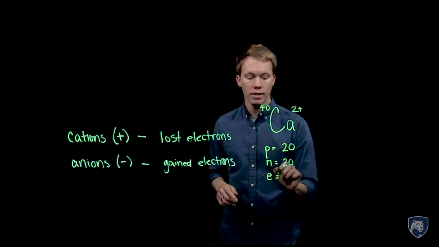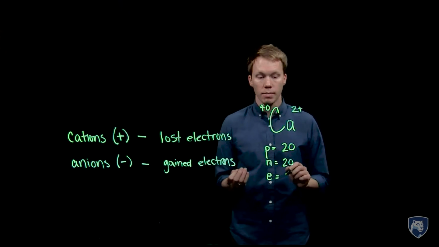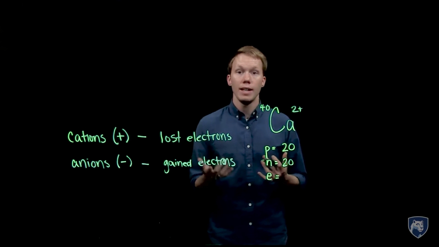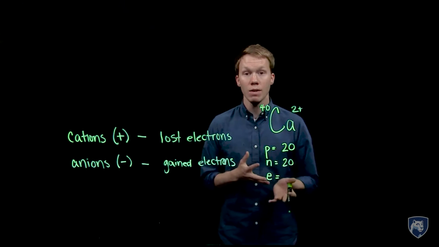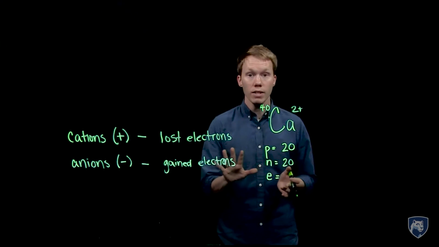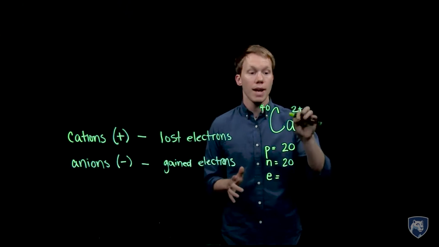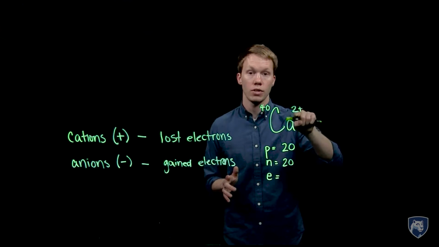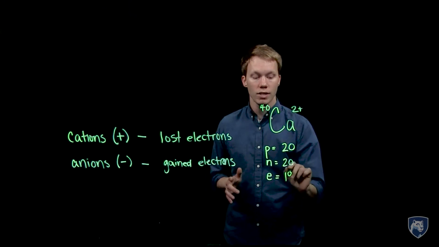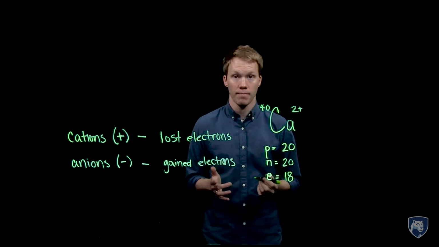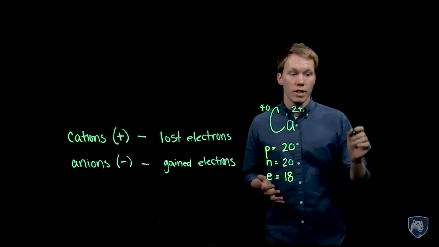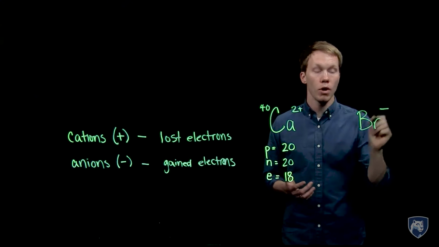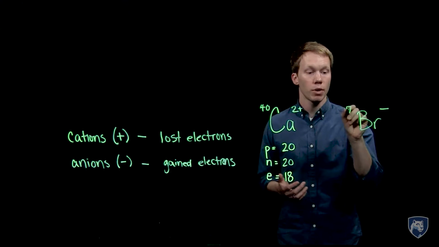And then electrons, we have to think about this because we've lost electrons due to this positive charge. In a neutral atom, the protons will equal the electrons. So in a neutral calcium atom, we would have 20 electrons. But we have 2 more protons than electrons, as noted by the 2+ charge, so we must have just 18 electrons here. Now I'd like you to give it a try by determining the number of protons, neutrons, and electrons in the bromine ion, and specifically bromine 79.